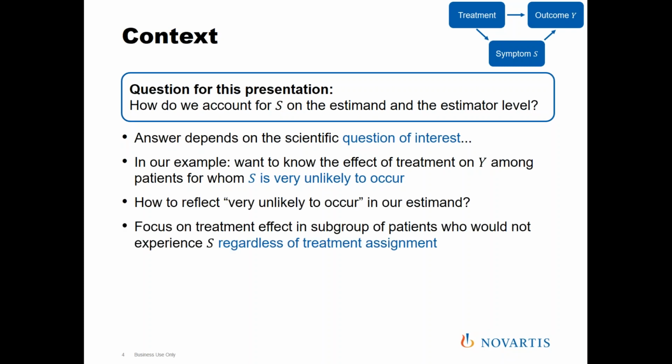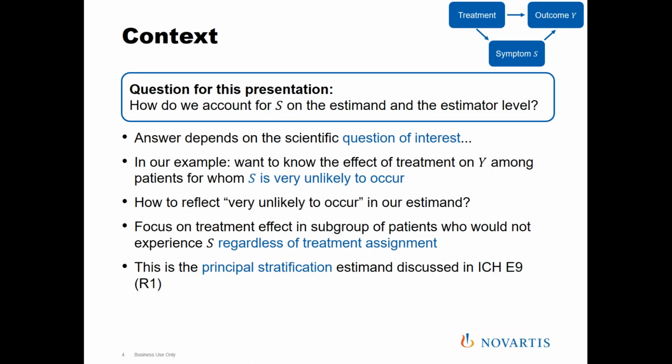And the approach we took, which is one you would have seen in Dan's talk, is to focus on the treatment effect in a subgroup of patients who would not experience these symptoms S regardless of treatment assignment. And this is the principal stratification estimand that Dan talked about and is also discussed in the new ICH E9 addendum.